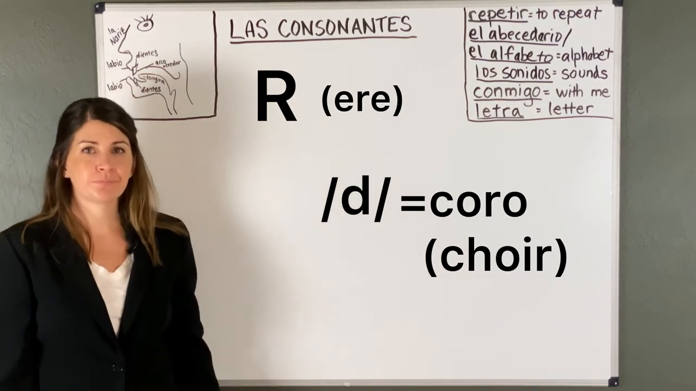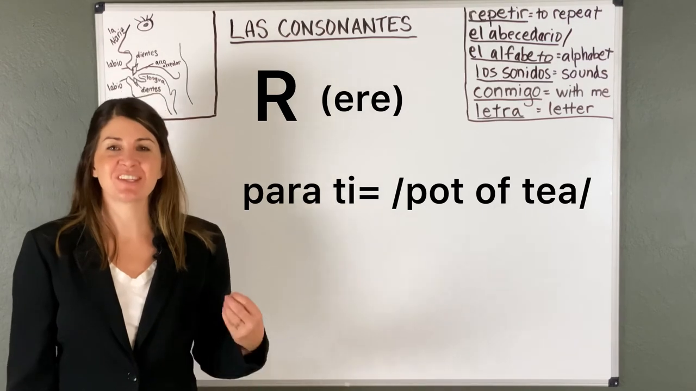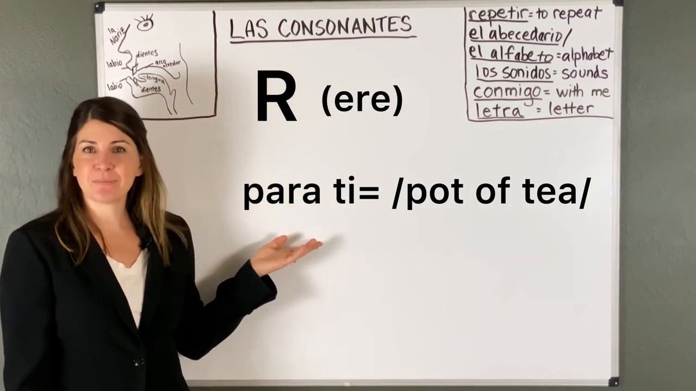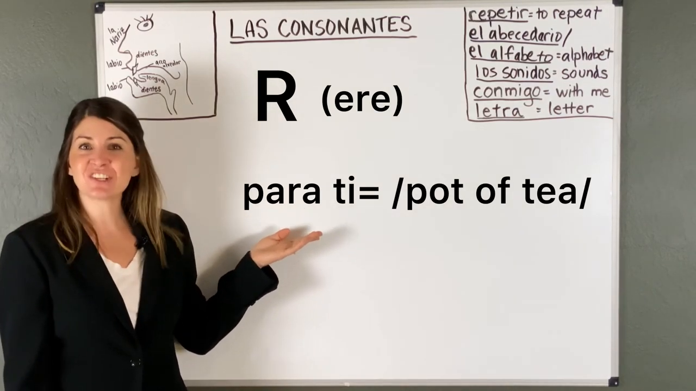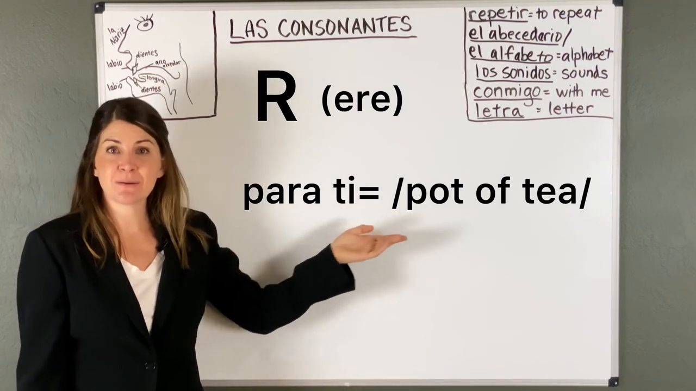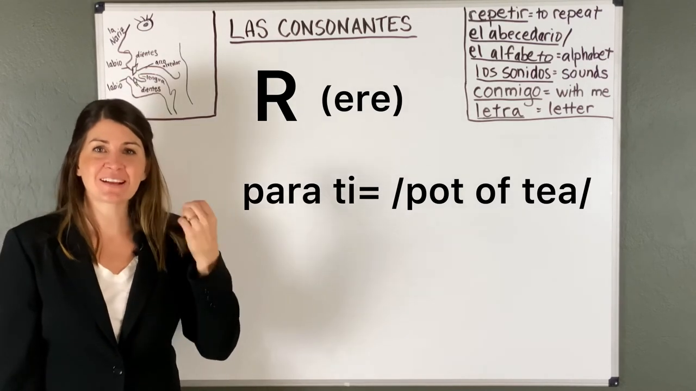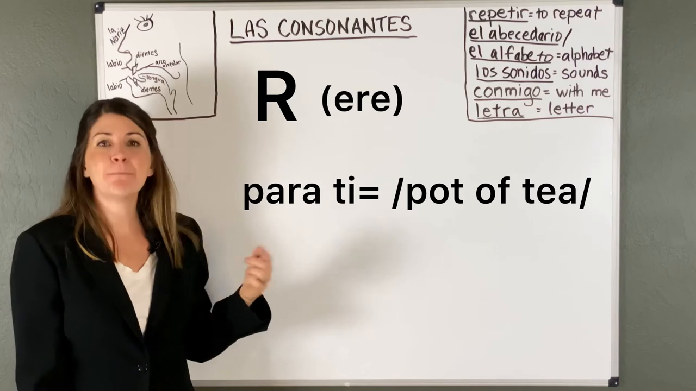One of my favorite drills to accomplish this R sound in Spanish is para ti. Para ti means for you. And in English, if you say pot of tea fast, para ti, para ti, para ti. It's a good way to practice the mechanics. That way you won't be saying para.